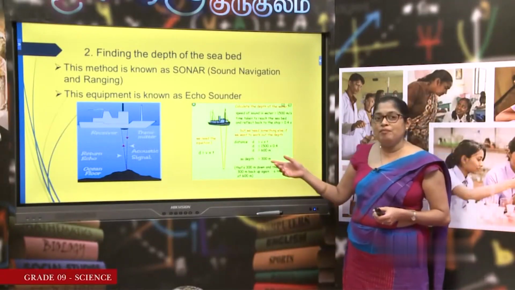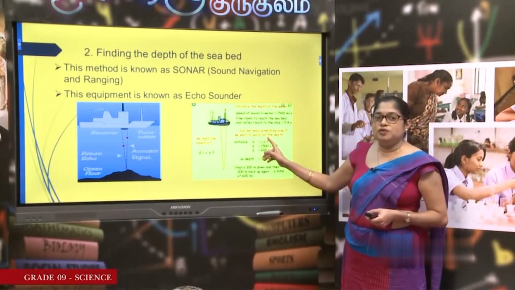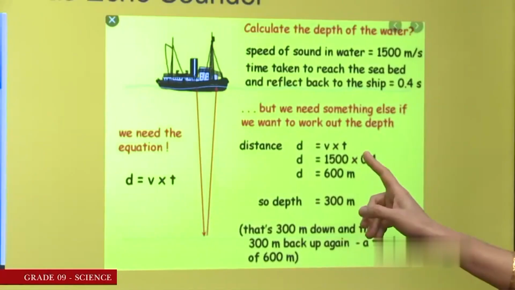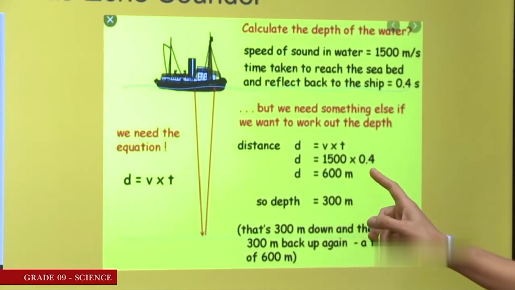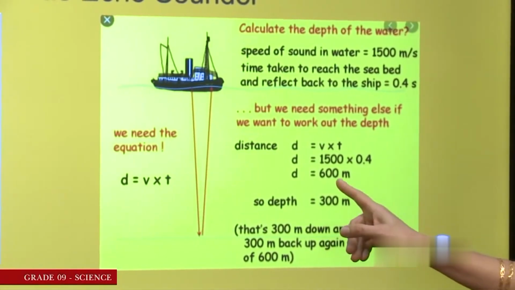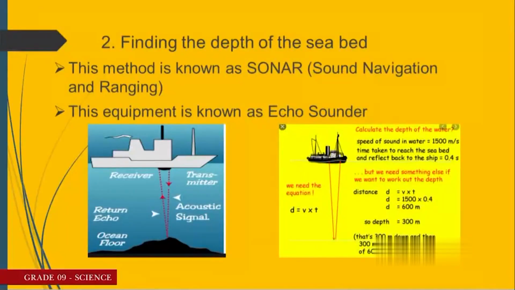So, for this calculation too, you need the same equation, that is distance equals speed multiplied by time. So, speed here is 1500 and the time taken for the sound wave to travel is 0.4 seconds. So, you will get the answer as 600 meters.